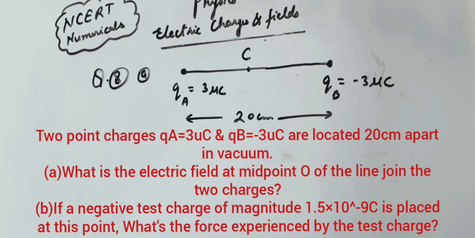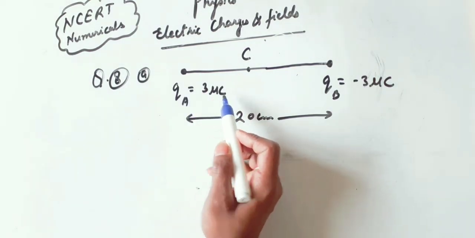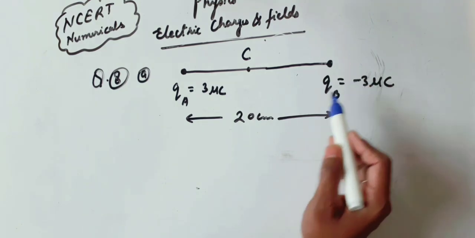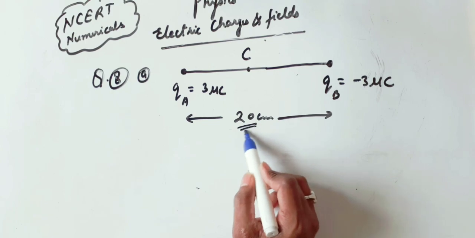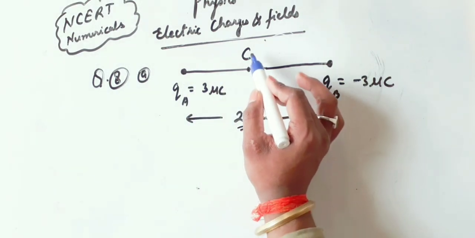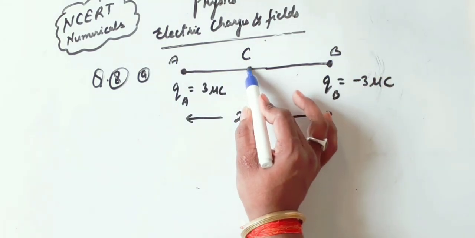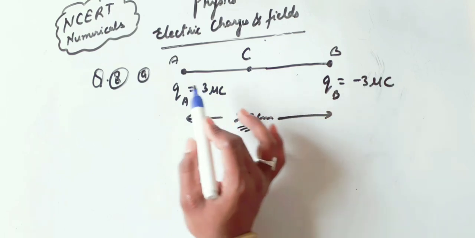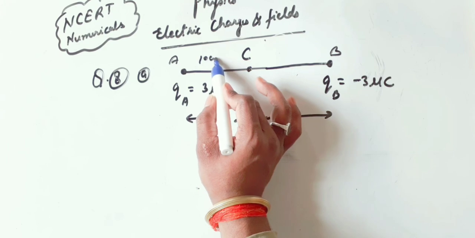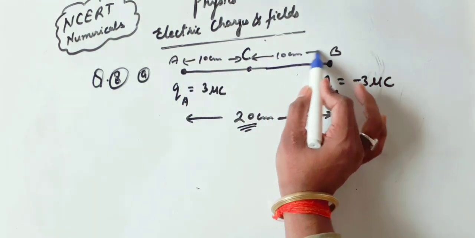In this question, two charges are given. One charge is QA, which equals 3 microcoulomb, and another charge is minus 3 microcoulomb, which are separated by a distance of 20 centimeter. Between these two charges there is another point, C. This is point A, this is point B, and this is another point C, which is at equal distance from both charges. So this will be 10 centimeter, and this will be 10 centimeter.